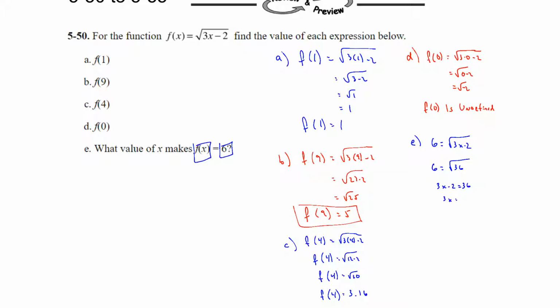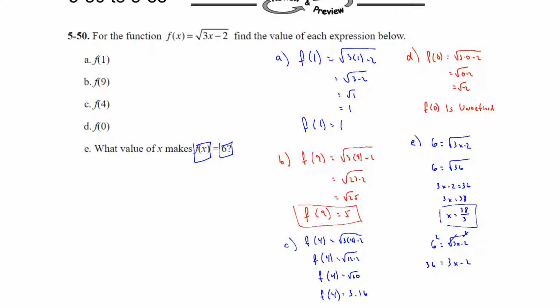And we could solve that by adding 2 and then dividing by 3. So 38 thirds. And that would be one way to do it. The other way, if we solve using our inverse operation, since it is the square root, we can undo it by squaring both sides. And if we square 6, we get 36. And if we square a square root, they undo each other and cancel each other out. And I'm left with 3x minus 2.